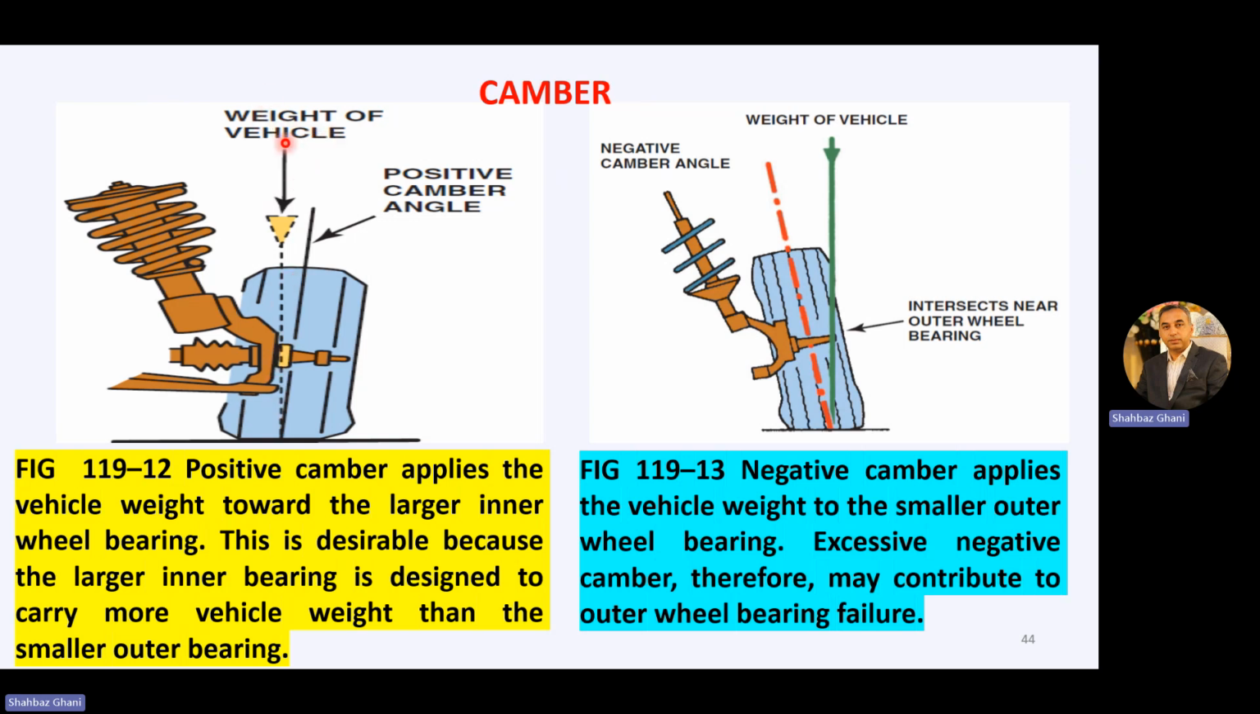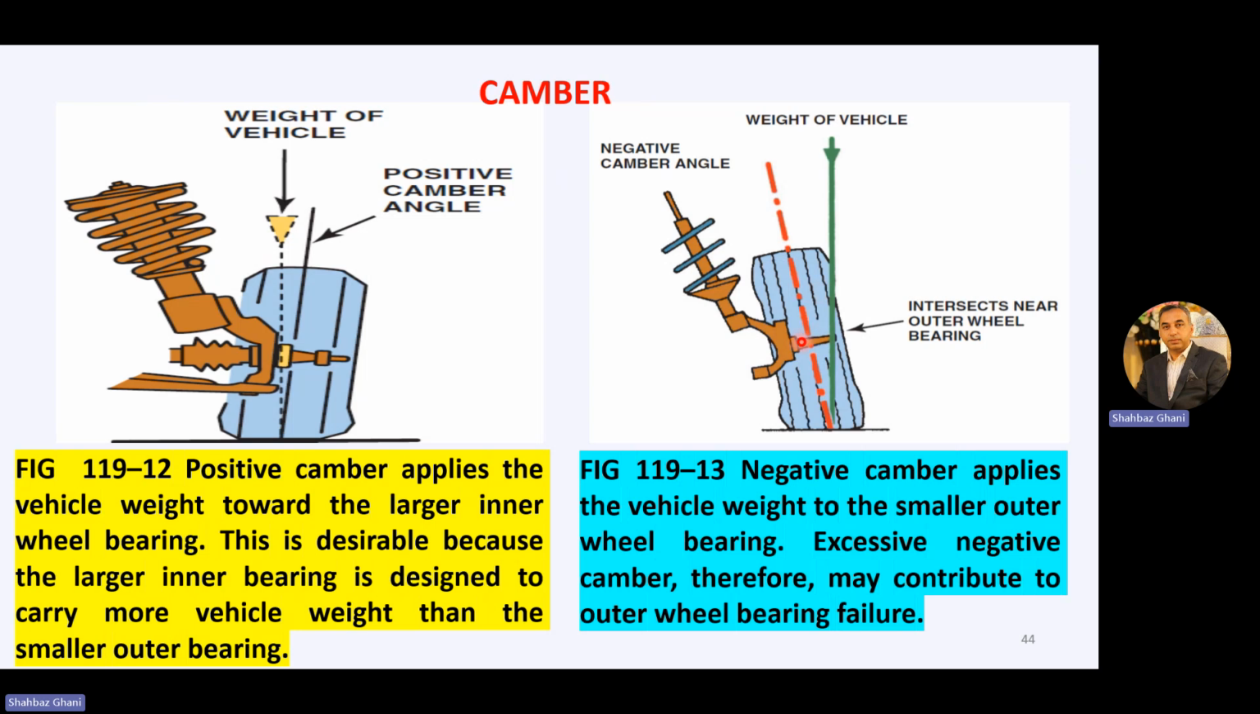This is the vehicle weight, or the vertical reference axis, and this is your positive camber angle. The positive camber applies the vehicle weight towards the larger inner wheel bearing. This is desirable because the larger inner bearing is designed to carry more vehicle weight than the smaller outer bearing. So basically the larger bearing has to bear more of the weight of the vehicle and the tire. So this positive camber angle is desired like this.